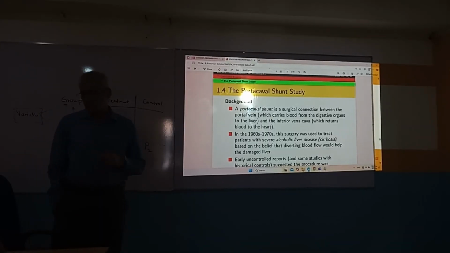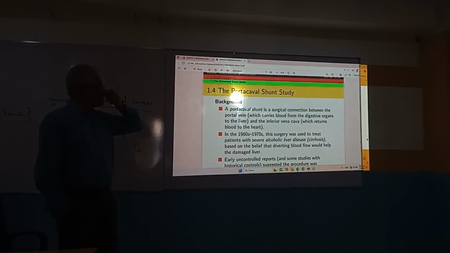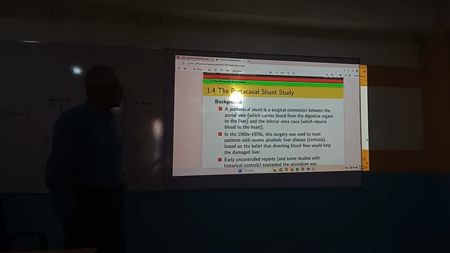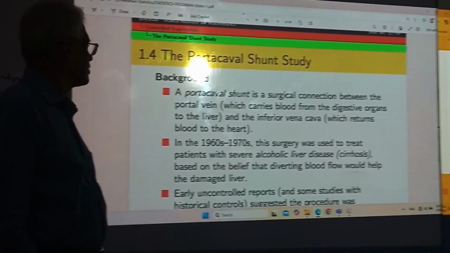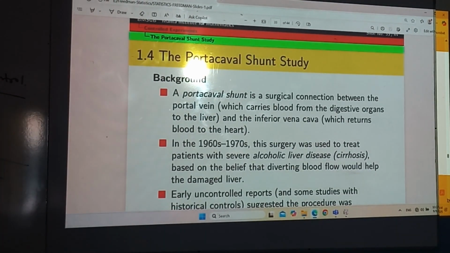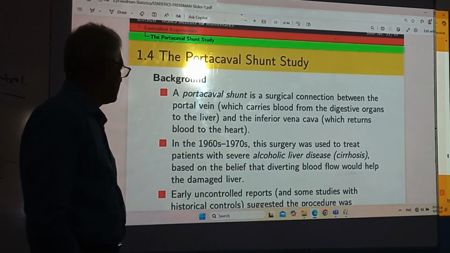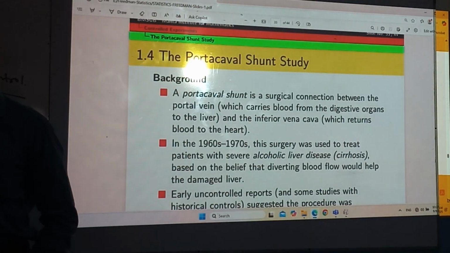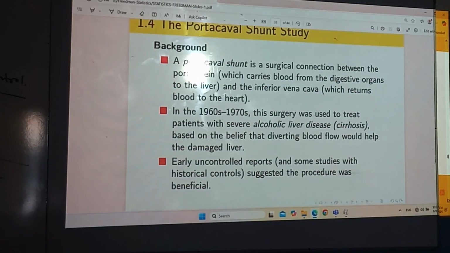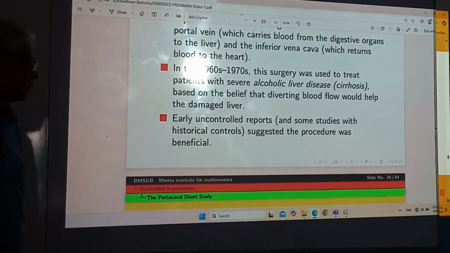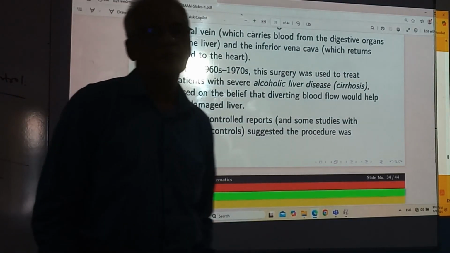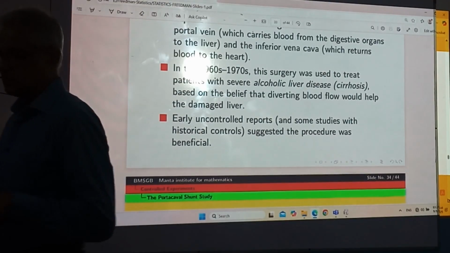Without any controls. So this is called the portal shunt study. This was a surgical procedure for cirrhosis. So early uncontrolled reports, right? This procedure was applied to patients.